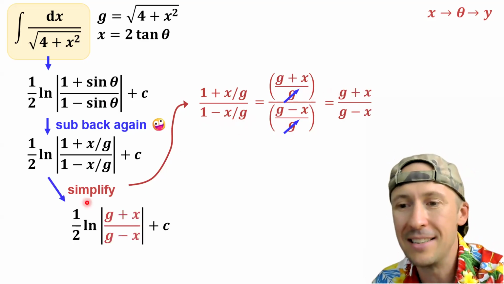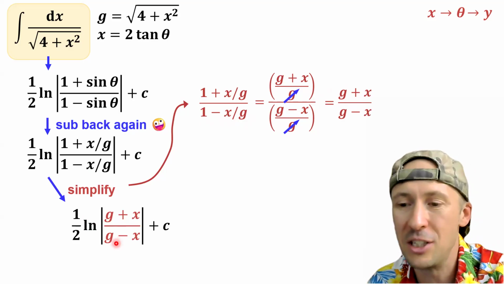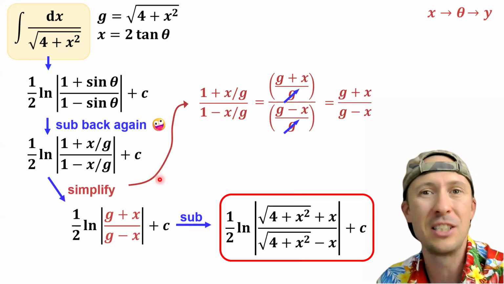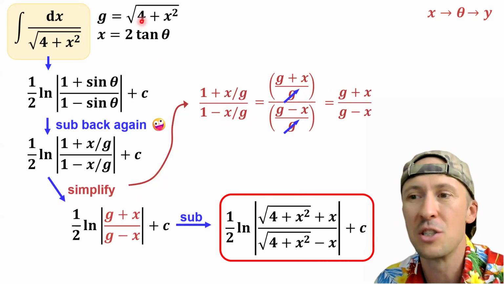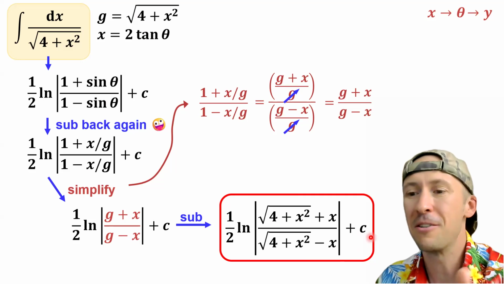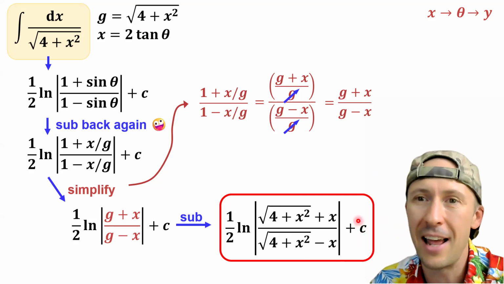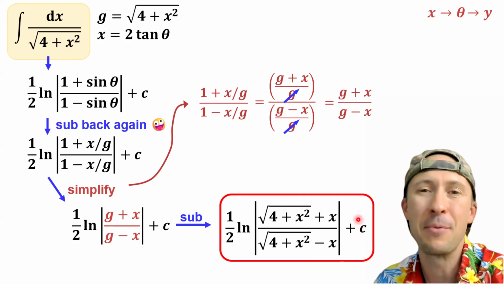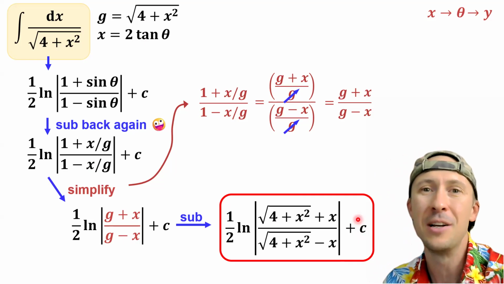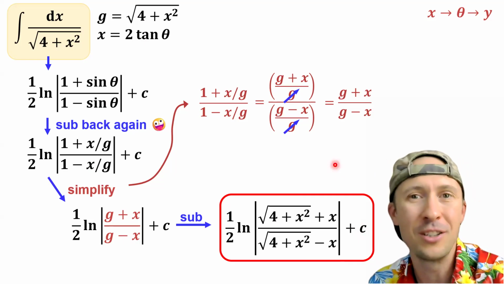We could plug that into there. So now we have g plus x divided by g minus x. And for all it's worth, we'll plug back what g is in terms of x. g is the square root of 4 plus x squared. And there it is in all its glory. Our integration constant came along for the ride, and we did it every step of the way. If you walked through this whole thing with me, good on you. Pat yourself on the back. You nailed another one. On to the next integral.